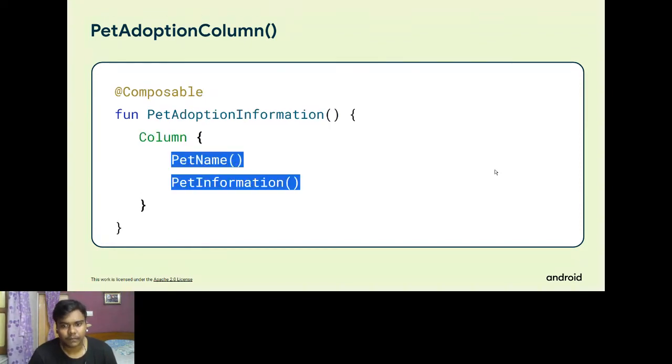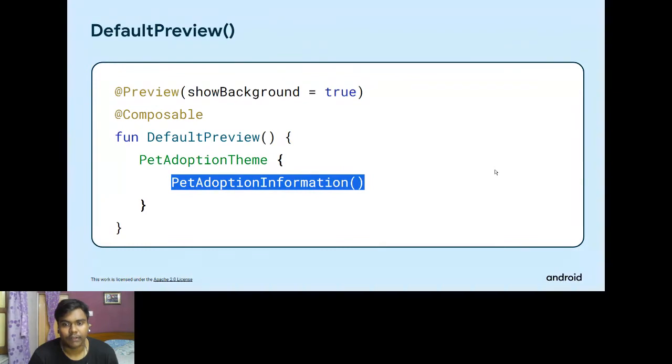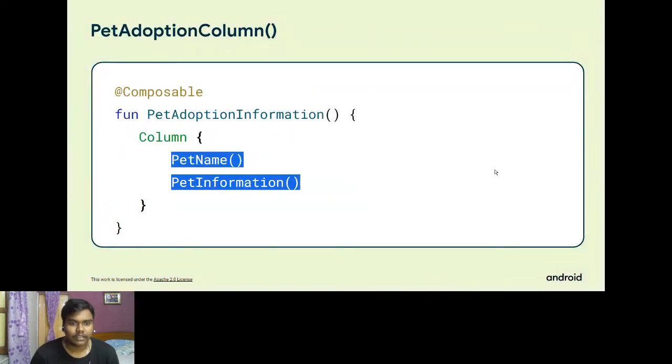Next, just like that, we have passed the pet name and pet information functions inside here, and let's see what it should look like. And obviously we have to declare PetAdoptionInformation inside the default preview. One thing that might come to your mind is that initially we called the first function we declared inside the default preview, but now we are not defining that function inside here, so will it not be called? But if you look at the previous slide, you see that this function PetAdoptionInformation is actually calling the two functions PetName and PetInformation.